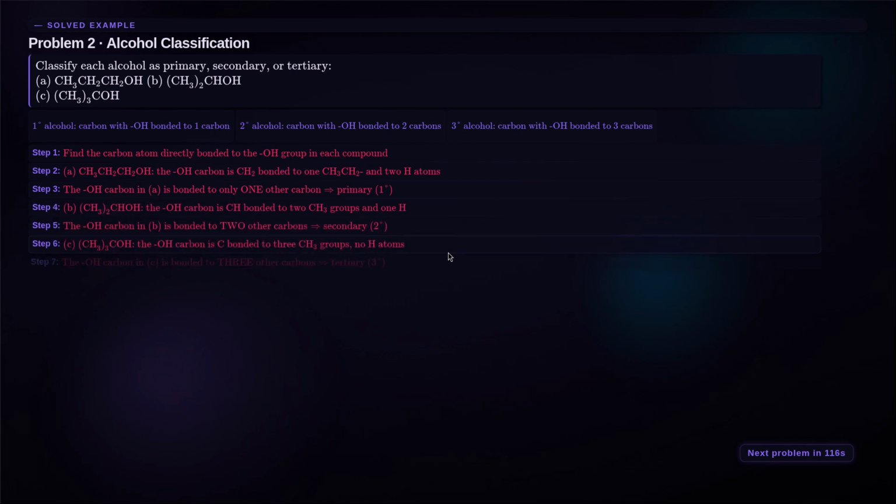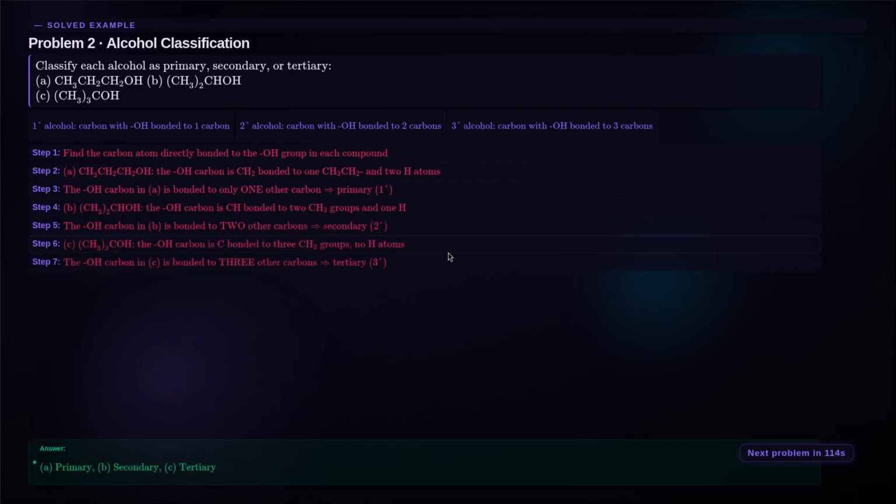Problem 2. Alcohol classification. Classify each alcohol as primary, secondary, or tertiary. A. CH3CH2CH2OH. B. (CH3)2CHOH. C. (CH3)3COH. Step 1. Find the carbon atom directly bonded to the OH group in each compound.